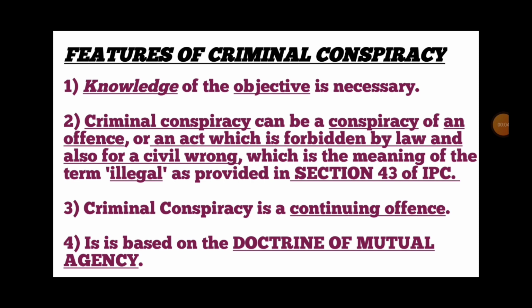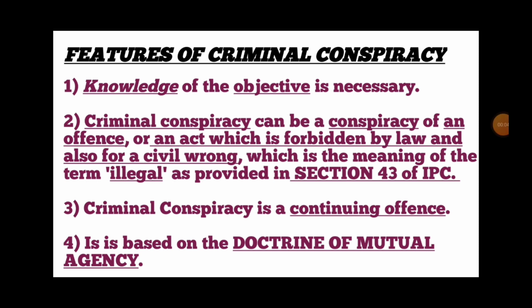Third point, criminal conspiracy is a continuing offense, which means, for example, if A, B, C were involved in the whole process or all the stages of criminal conspiracy and gradually a person D got involved in the final stage of criminal conspiracy, then he will also be liable for criminal conspiracy in the same manner as A, B, C were liable for the offense of criminal conspiracy. Here D cannot plead the defense on the ground that he was involved only at the last stage of the conspiracy and was not involved in the prior stages of the conspiracy.